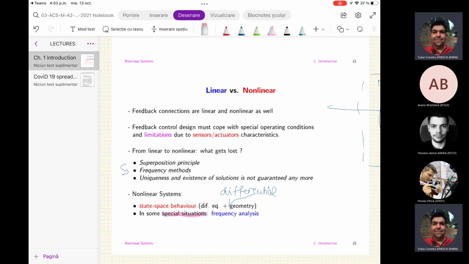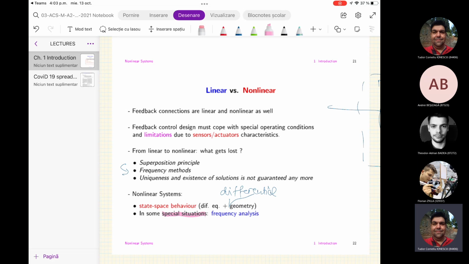Of course, in some special situations, like the situation I drew here, you can get some frequency domain criteria for stability, and we're going to study that. It's going to be a little bit funny, to be able to assess the stability of a nonlinear system using a frequency domain criterion.